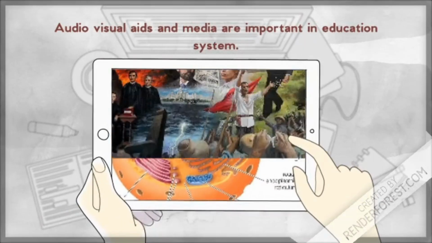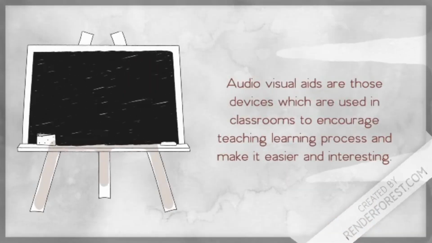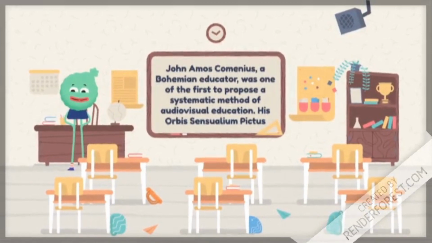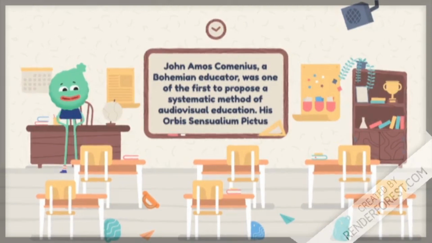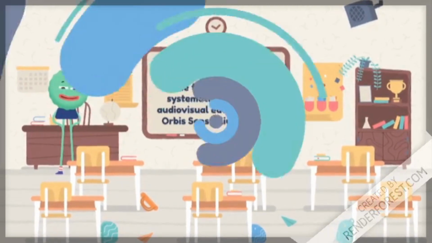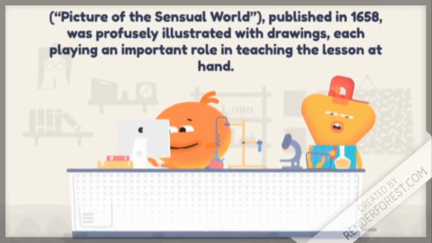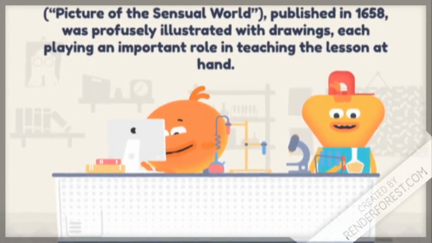Audiovisual aids and media are important in education system. Audiovisual aids are those devices which are used in classrooms to encourage teaching-learning process and make it easier and interesting. John Amos Comenius, a Bohemian educator, was one of the first to propose a systematic method of audiovisual education. His Orbis Pictus, Picture of the Sensual World, published in 1658, was profusely illustrated with drawings, each playing an important role in teaching the lesson at hand.